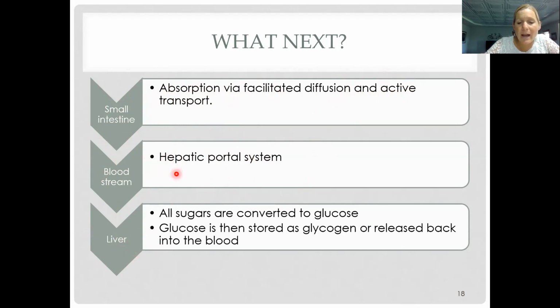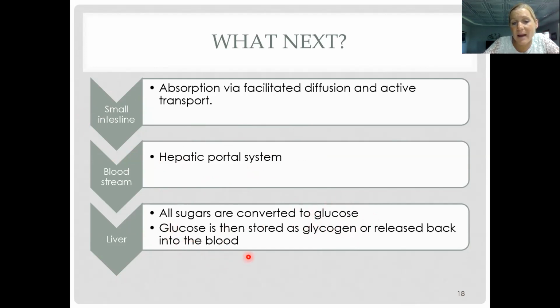So the hepatic portal system is a system of blood vessels that's going to carry nutrients from the small intestines into the liver. Once all those sugars reach the liver, they are going to be converted into glucose. I'll take those fructose and galactose molecules and convert them into glucose molecules. Then glucose can do a couple different things.